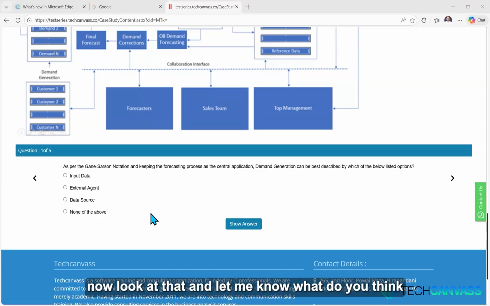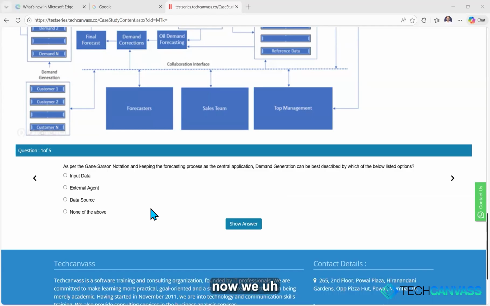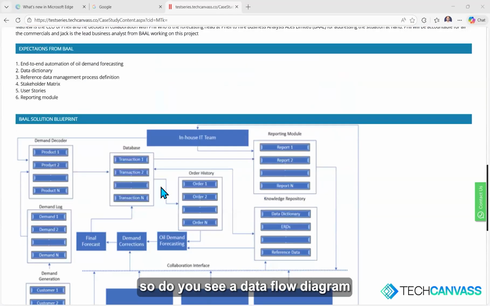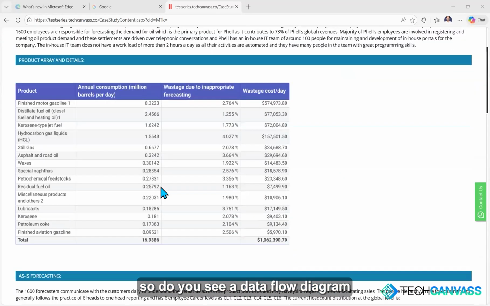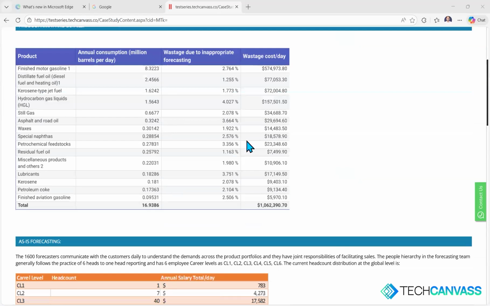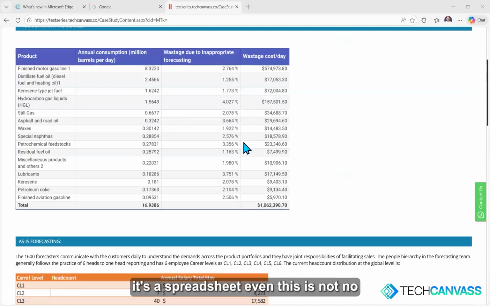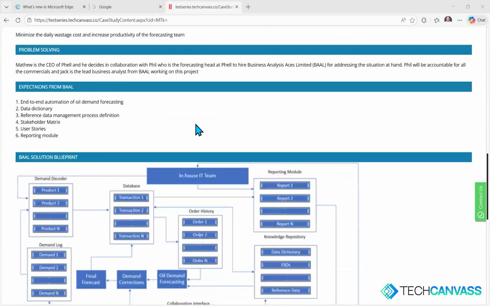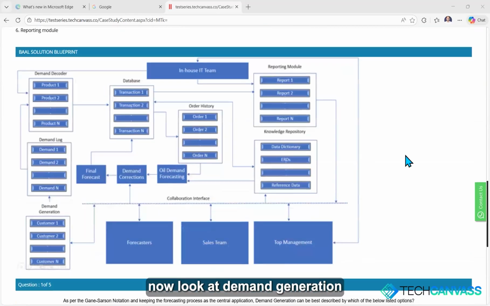Now look at that and let me know, what do you think now? It says as per the Gane-Sarson notation. So do you see a data flow diagram? Is this a data flow diagram? It's clearly not, right? It's a spreadsheet. Even this is not. No. This one is. Now look at demand generation and what do you think this is about?